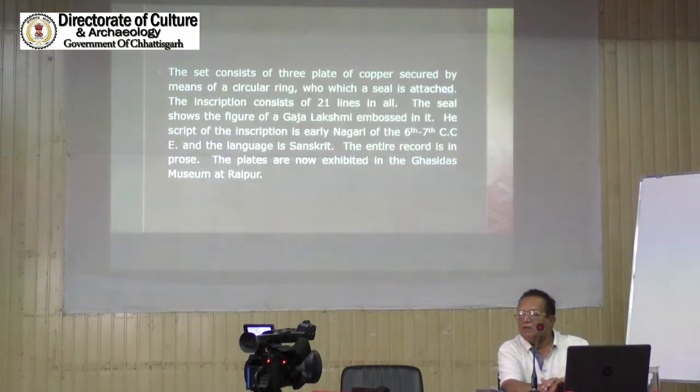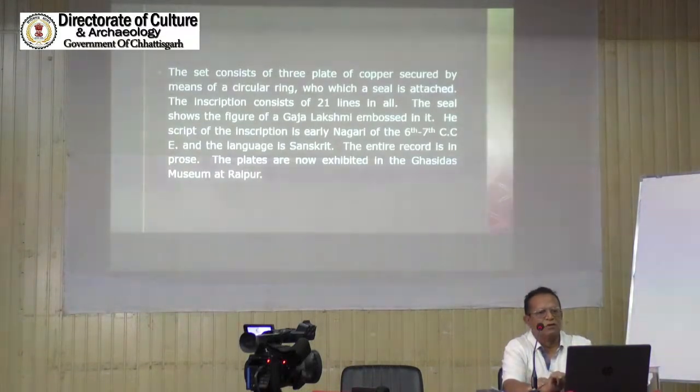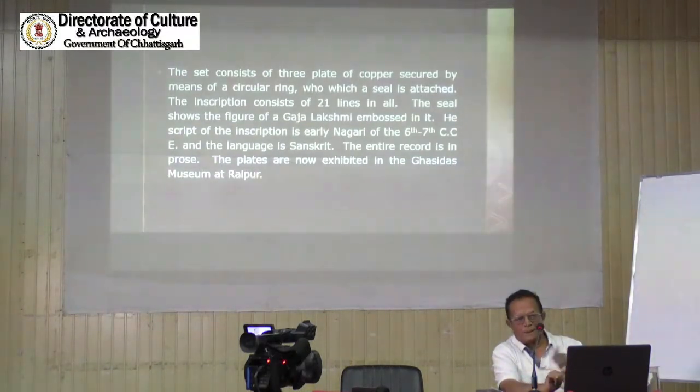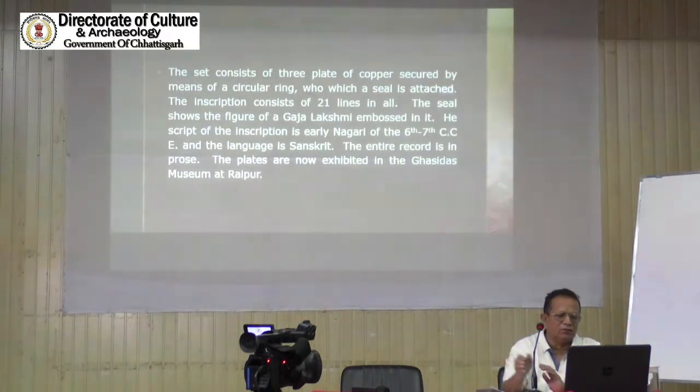It is mentioned this seal is very much here in this museum. I would like to take a look, Ghasidas Museum at Raipur. So it's available here. We should be able to take a look, and perhaps on the last day when we give a training for the stamp aging, we'll show a set of copper plates also for the participants here.